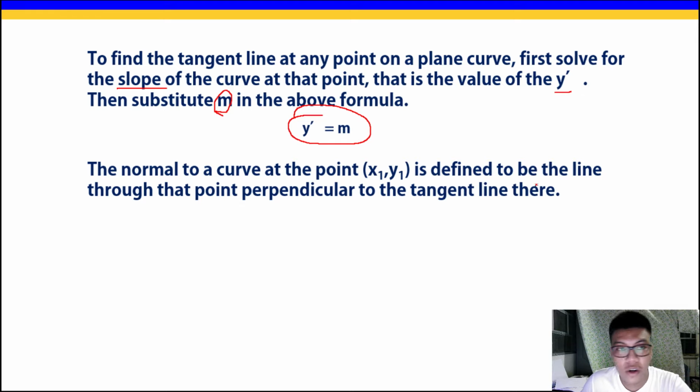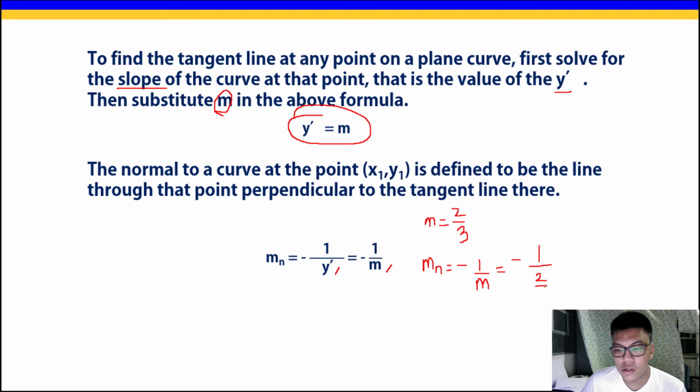Okay, and paano natin kukunin yun? So, from our analytic geometry, yung slope ng ating perpendicular line ay negative reciprocal lang ng ating slope, ano? So, una, kukunin mo lang yung slope or yung first derivative, then kunin mo yung negative reciprocal. So, halimbawa, kung meron kang slope na 2/3, okay? So, para makuha yung slope ng normal line, we get the negative reciprocal of that line, okay? So, palit natin. So, negative 1 over 2/3. So, we have negative 3/2.